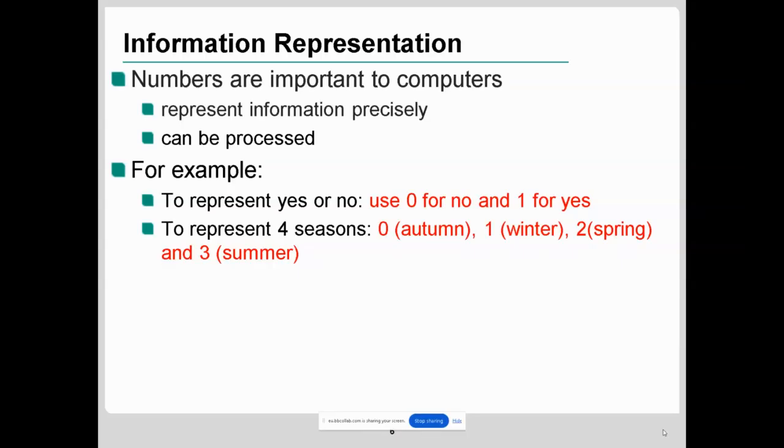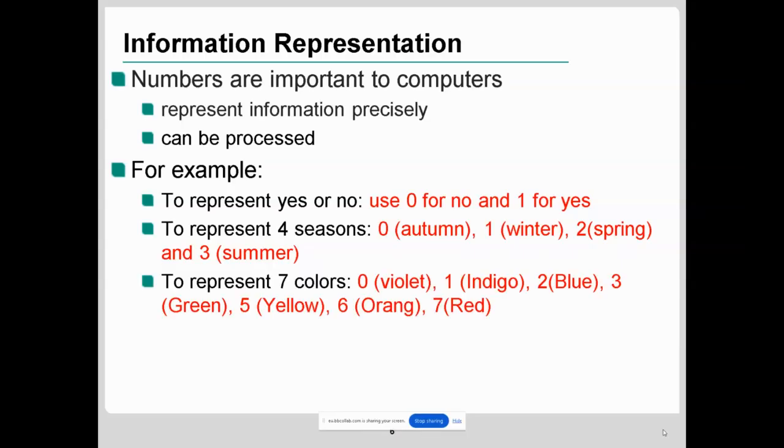Okay, so the 4 seasons have different representations as numbers. Now, if we want to represent the 7 colors of the rainbow, which is called VIBGYOR, so violet, indigo, and so on, we have different codes for each. So what's the code for violet? 0. So it's with 7. What did it mean? The second thing is something.